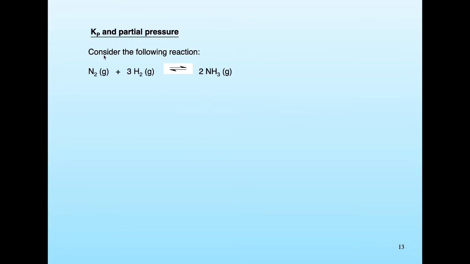Kp and partial pressure. So obviously now we're going to start to use these partial pressures to work out Kp for a particular reaction. So let's consider the Haber process here. At equilibrium, Kp would be equal to not the number of moles this time, but the partial pressure of the ammonia. And obviously it's raised to the power of 2 because there's 2 moles in the equation. Partial pressure of the hydrogen is raised to the power of 3 because there's 3 moles. Partial pressure of the nitrogen. Okay, and that gives us an expression for Kp.